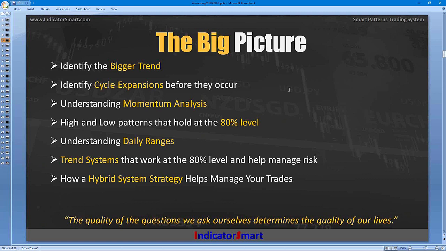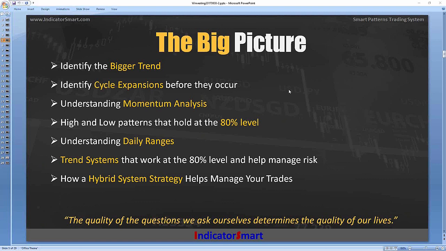We'll talk a little bit about daily ranges and how you can predict them. And I'll give you some tips on that in some different markets if I remember. And trend systems that work at the 80% level and help to manage risk at the same time. So with a trend system where the average bars are relatively small range, you can manage risk with them, particularly if you're keeping the bigger picture in mind with those cycle expansions and the bigger trends. So that kind of brings things all together.